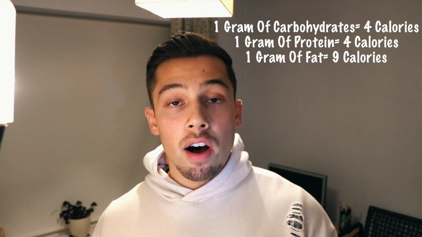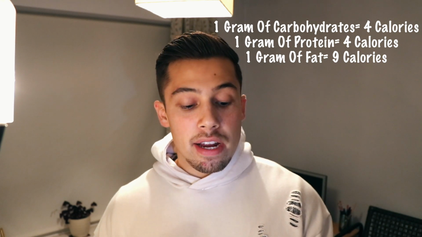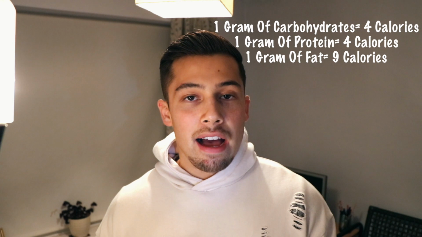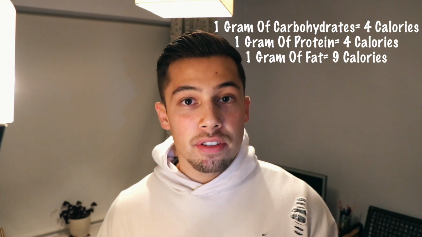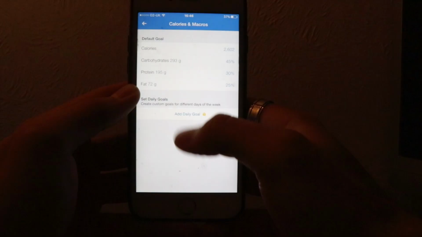So just to briefly go over macros, for every 1 gram of carb, there will be 4 calories. Every 1 gram of protein you have, there will be 4 calories. And for every 1 gram of fat that you have, there will be 9 calories. As you can see, my fat is 73 grams, 195 grams of protein that I need a day, and 292 grams of carbs that I need a day to sustain my weight.